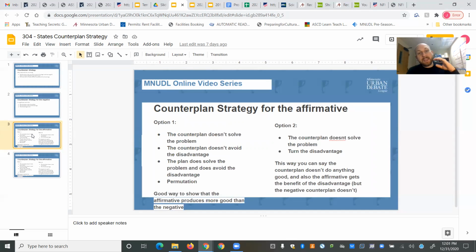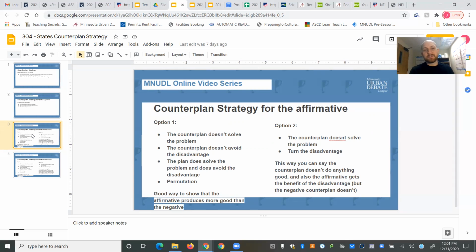And you can say the counterplan doesn't avoid the disadvantage. So even if the judge passes the counterplan, if the counterplan causes the disadvantage and the affirmative causes the disadvantage, then the disadvantage basically doesn't have any impact, right? Because if both plans cause it, then there's no reason to vote either affirmative or negative based on the disadvantage.